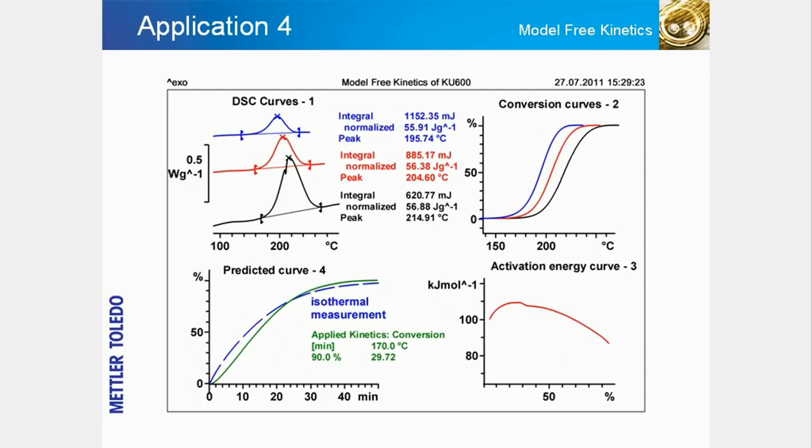Finally, in step 4, the results from the preceding steps are used to make predictions about reactions. For example, to predict the conversion curve as a function of time at an isothermal temperature of 170 degrees. We can then, for example, read off how long it takes to reach 90% conversion. According to the curve and table, the time required is approximately 30 minutes.